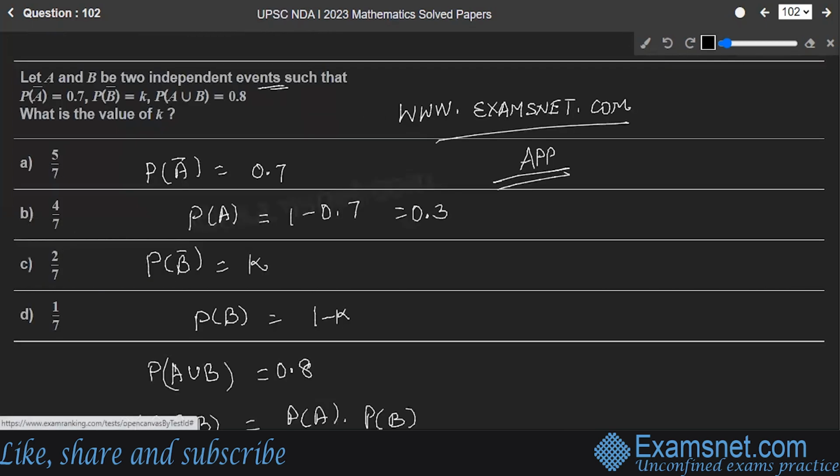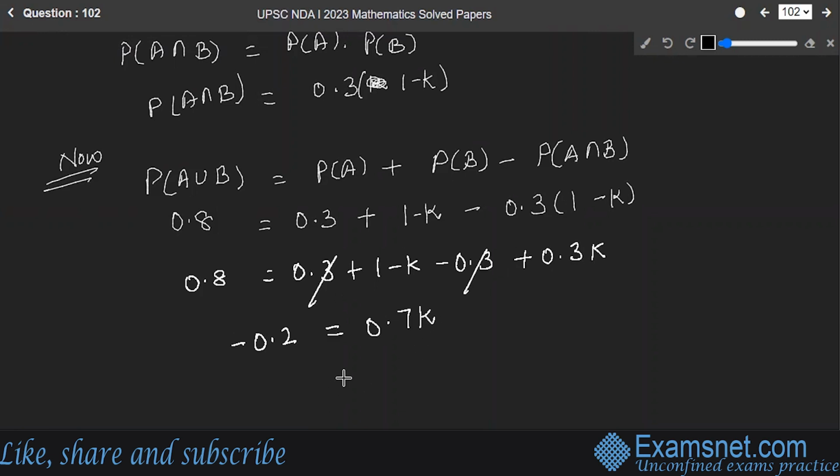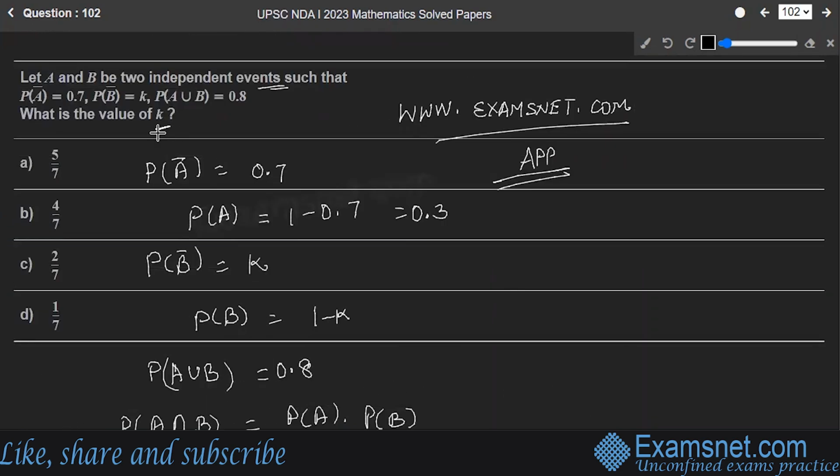Let's open it. So 0.8 is equal to 0.3 plus 1 minus K minus 0.3 plus this. These are going to cancel and you have minus 0.2 is equal to minus 0.7 K. So K is got to be 2 by 7. That is what we were looking for. We had to find out the value of K, which is 2 by 7, and option C is the correct answer. Hope you got that.